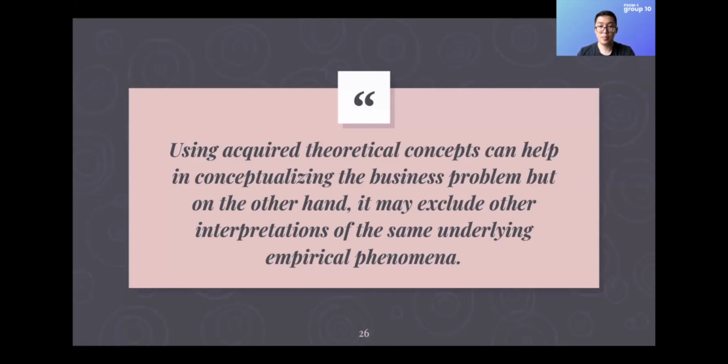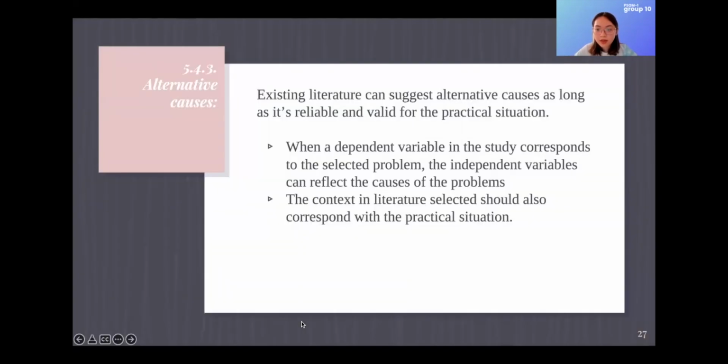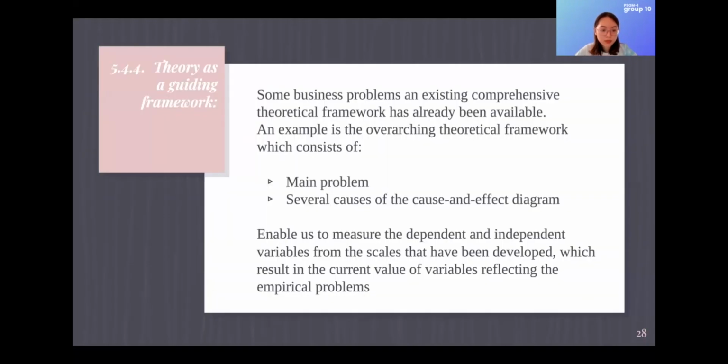So we come to the next part. For the alternative causes, existing literature can suggest alternative causes as long as it's reliable and valid for the practical situation. This is when a dependent variable in the study corresponds to the selected problem, and the independent variables can reflect the causes of the problems. Besides the two requirements above, the context and literature selected should also correspond with the practical situation.